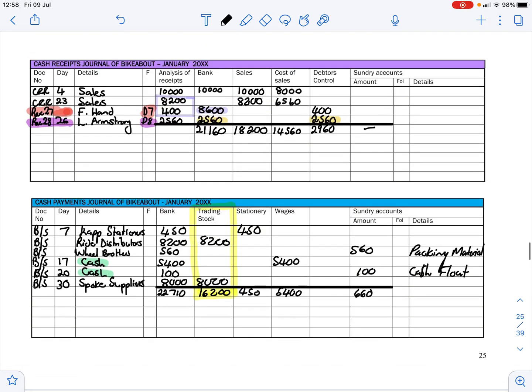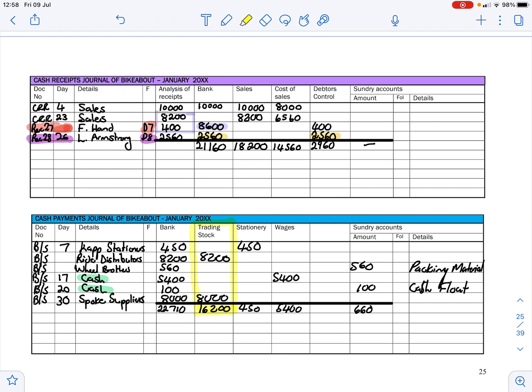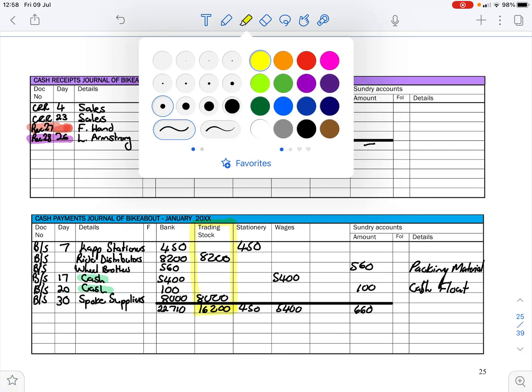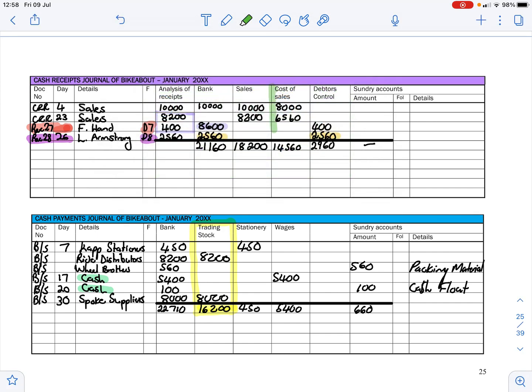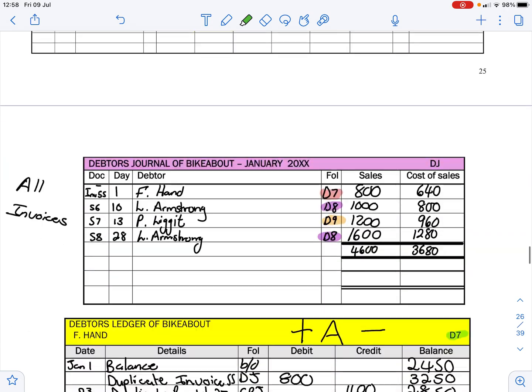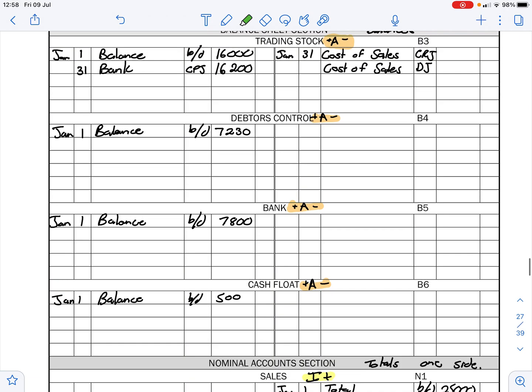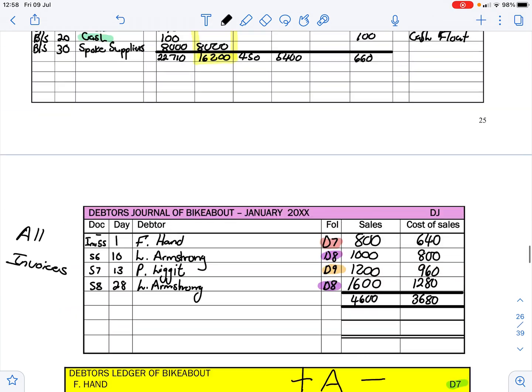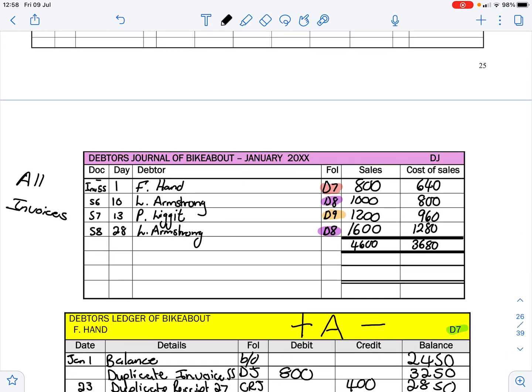Now, if we go to our cash receipts journal and we look at our cost of sales column, you will see that it does have its own column. And for cash, we sold 14,560 Rand worth of trading stock. So we can put in our 14,560 Rand here.